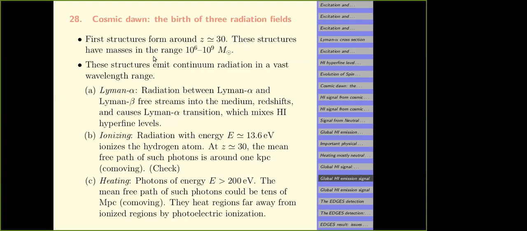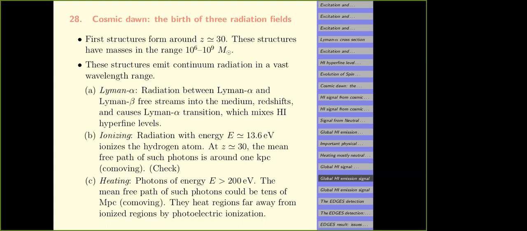These structures have masses in the range, I have put a typical number, 10 to the power 6 and 10 to the power 9. But it could have a different range. This range depends on whether the halo that forms is cooled by molecular hydrogen or atomic hydrogen. If it is molecular hydrogen, 10 to the power 6 is okay. If it is atomic hydrogen, the typical lower mass would be around 10 to the power 8 solar masses. So this range is in itself a topic of discussion in the literature, and we have never really fixed it.